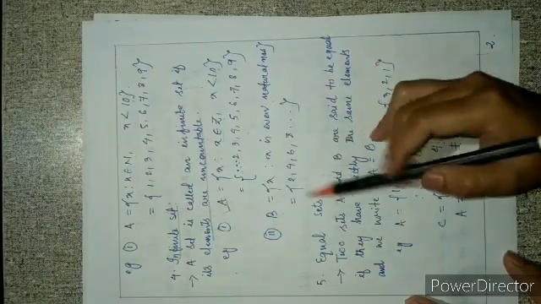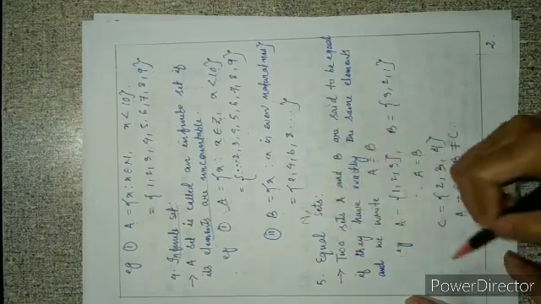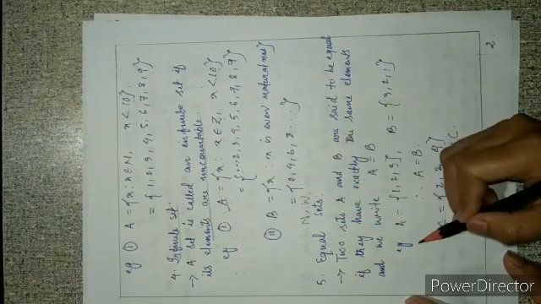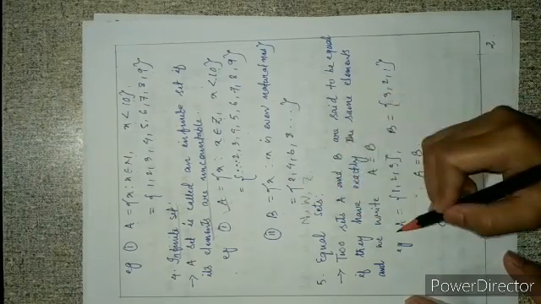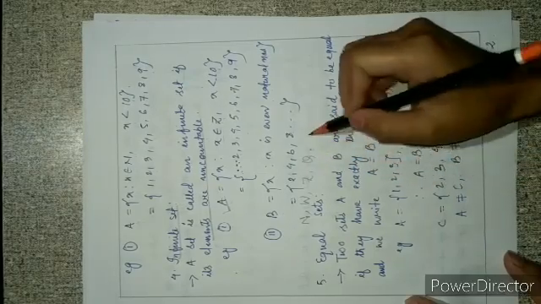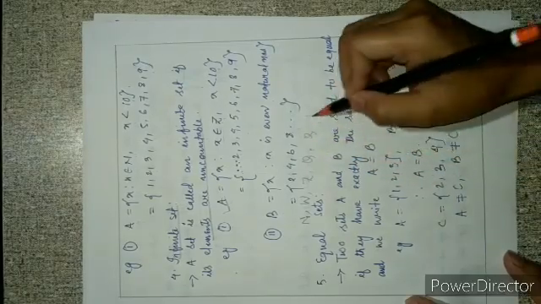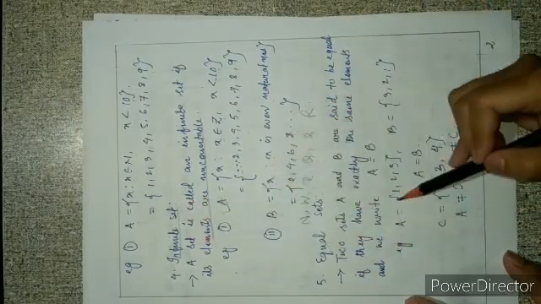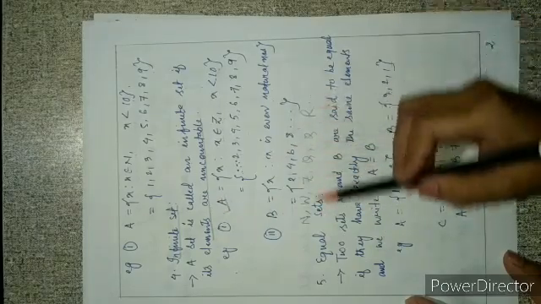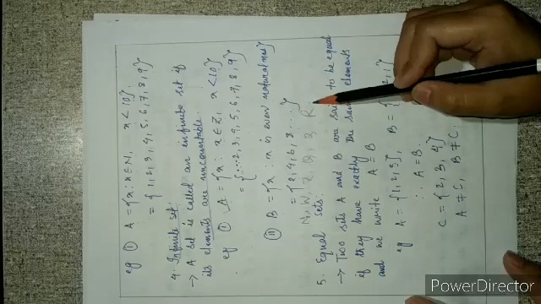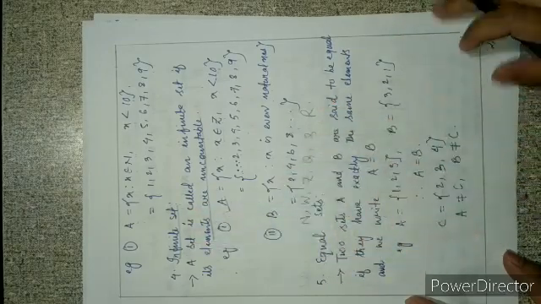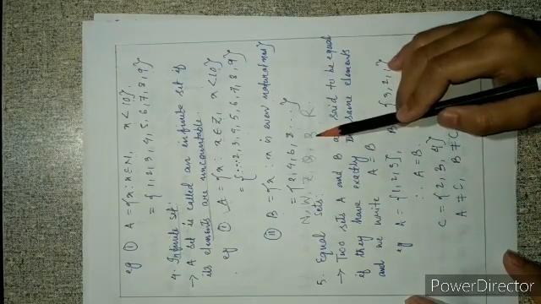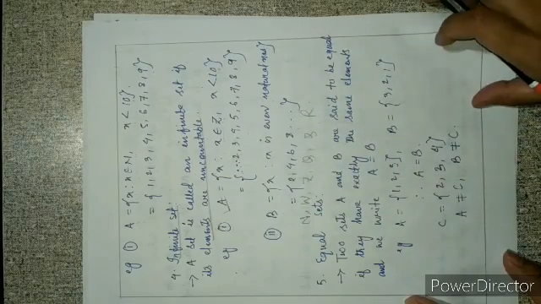And some sets are: capital letter N represents set of natural numbers. W, set of whole numbers. Z, set of integers. Q, set of rational numbers. Q dash, set of irrational numbers, and capital R represents set of real numbers. These are examples of infinite sets and their elements are uncountable. Natural numbers, whole numbers, integers, rational numbers, irrational numbers, and real numbers are examples of infinite sets.